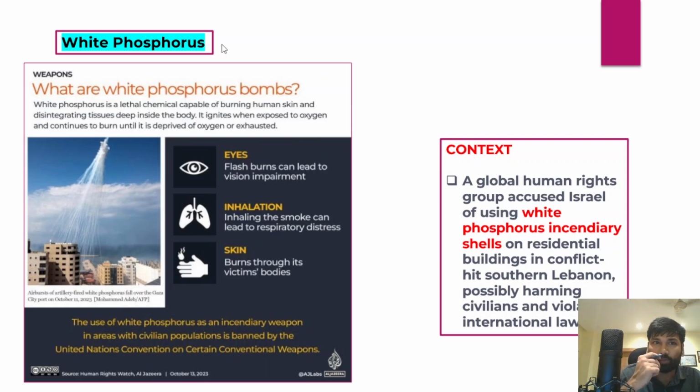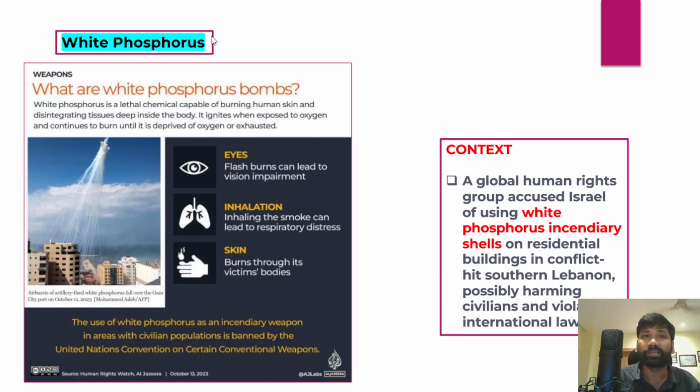So now we'll understand what exactly this white phosphorus is. White phosphorus is a lethal chemical, and this particular chemical is capable of burning human skin and also disintegrating tissues deep inside the body. Because of this reason, it is known as a lethal chemical. And this white phosphorus ignites when it is exposed to oxygen, and it continues to burn until it is deprived of oxygen or exhausted. Such a serious nature that white phosphorus has.